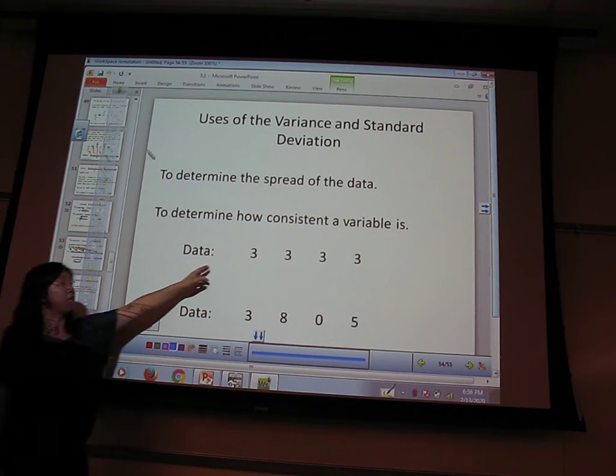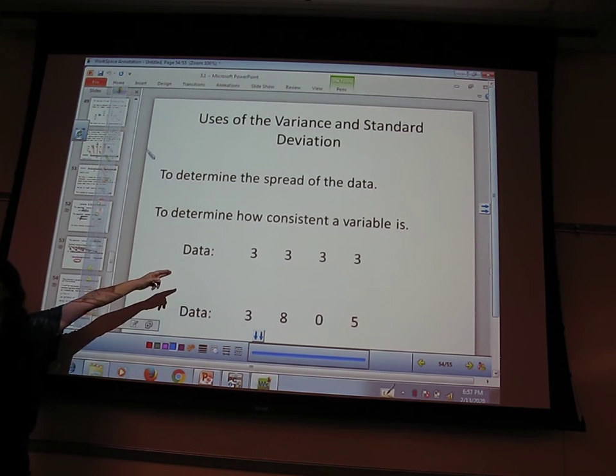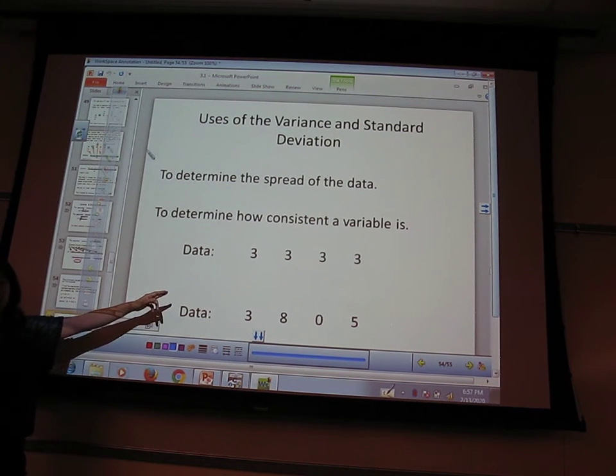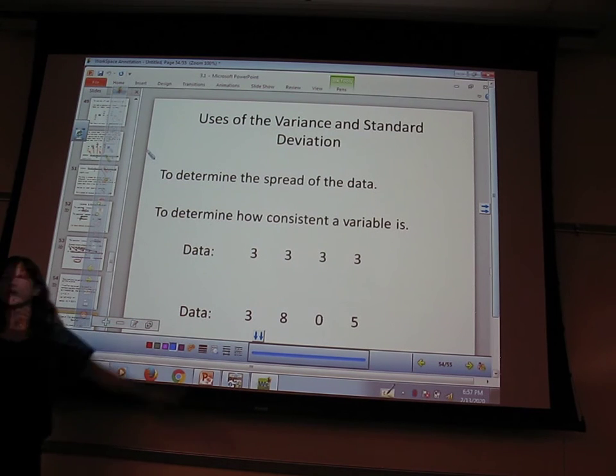So here, this data has no spread. You guys see that? Everyone look up. This has no spread at all. They're all the same. It's just 1 point. They're all the same spot. Whereas this one has a lot of spread. Right? It's not very consistent. It's kind of all over the place.